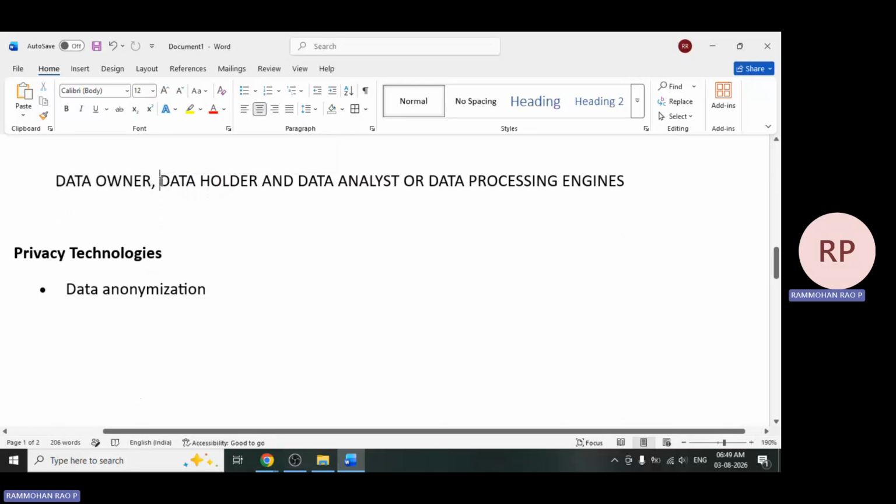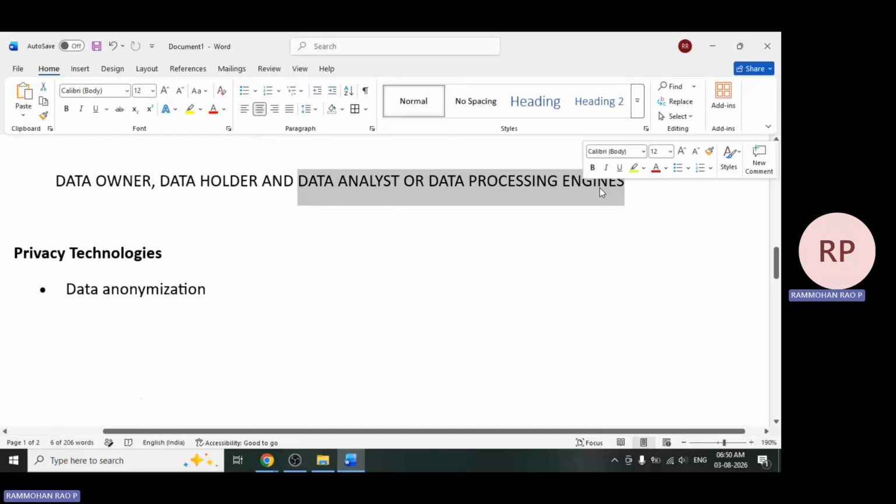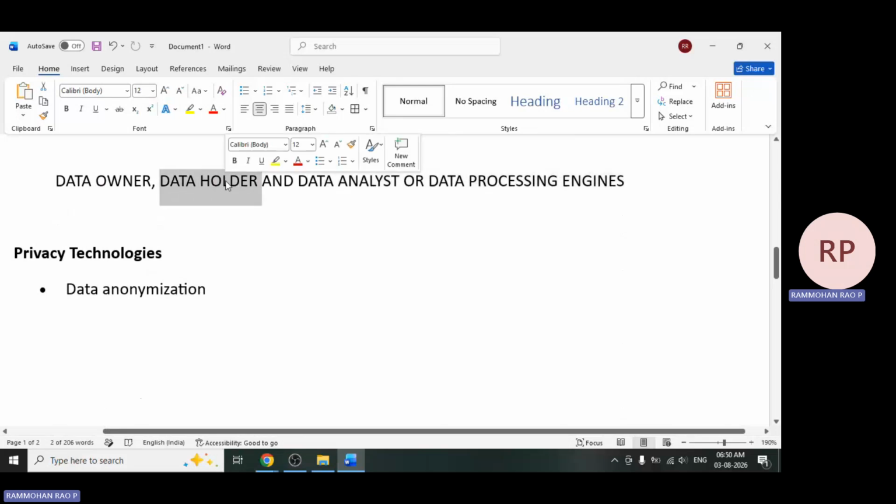Data holder means the one who holds our data. So if hospital is the case, patient is the owner and the hospital holds the data. So hospital is the data holder. And we have some data analyst or data processing engines. Suppose I am the patient. So my data is with the hospital. So I am the owner of the data. But who holds my data? Who stores my data? Hospital stores the data.